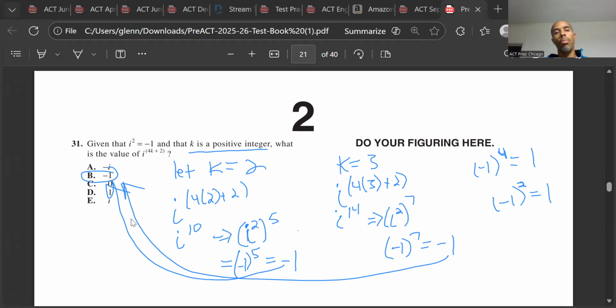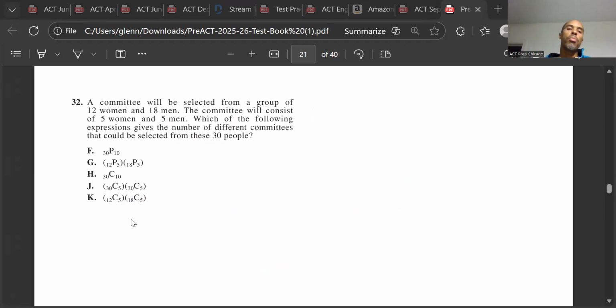All right, got a couple more left. A committee will be selected from a group of 12 women and 18 men. The committee will consist of 5 women and 5 men. Which of the following expressions gives the number of different committees that could be selected? If you want to know the topic, this is dealing with permutations, or combinations.